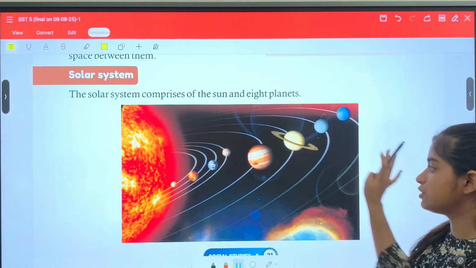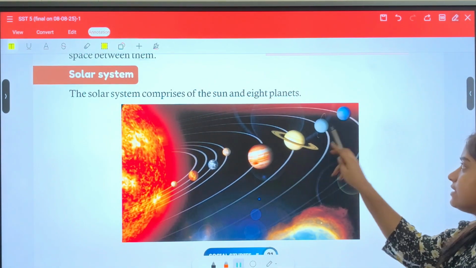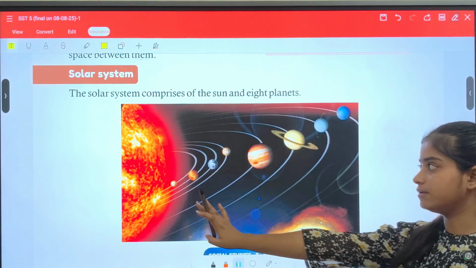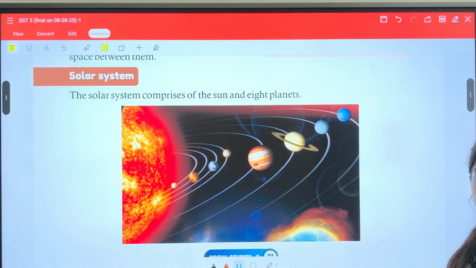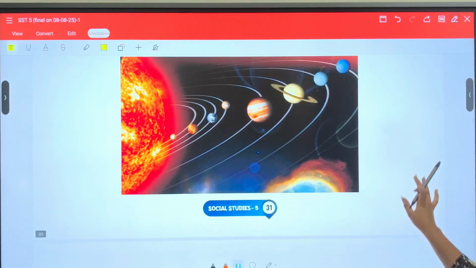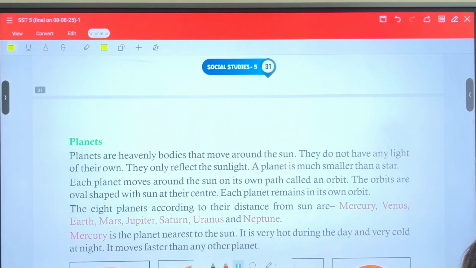So you can see this is our solar system where we have 4, 5, 6, 7, 8. We have 8 planets, and we have a large sun. All these planets are on a particular orbit and revolving around the sun. Clear? Now let's study what planets basically are.